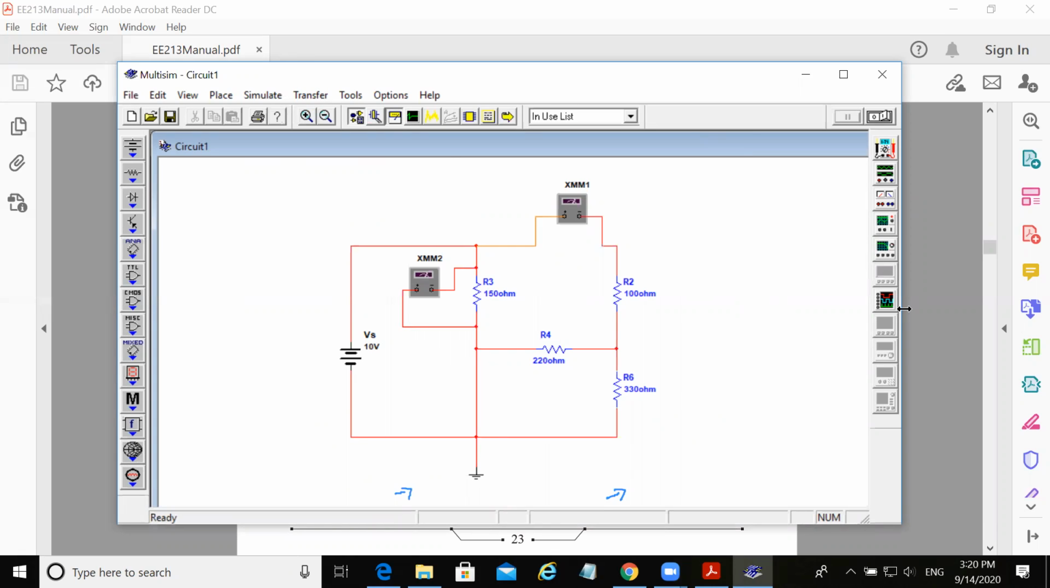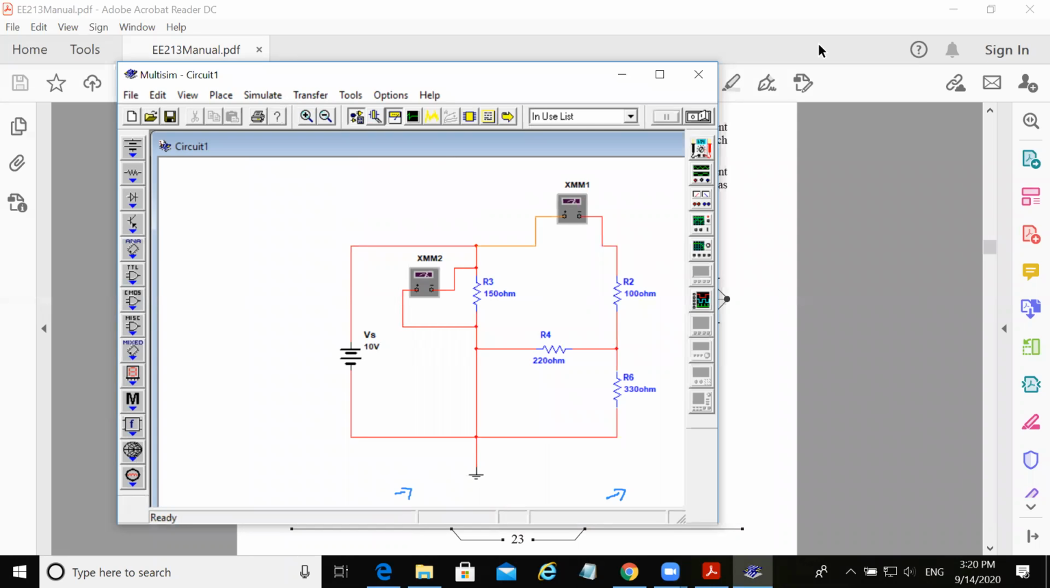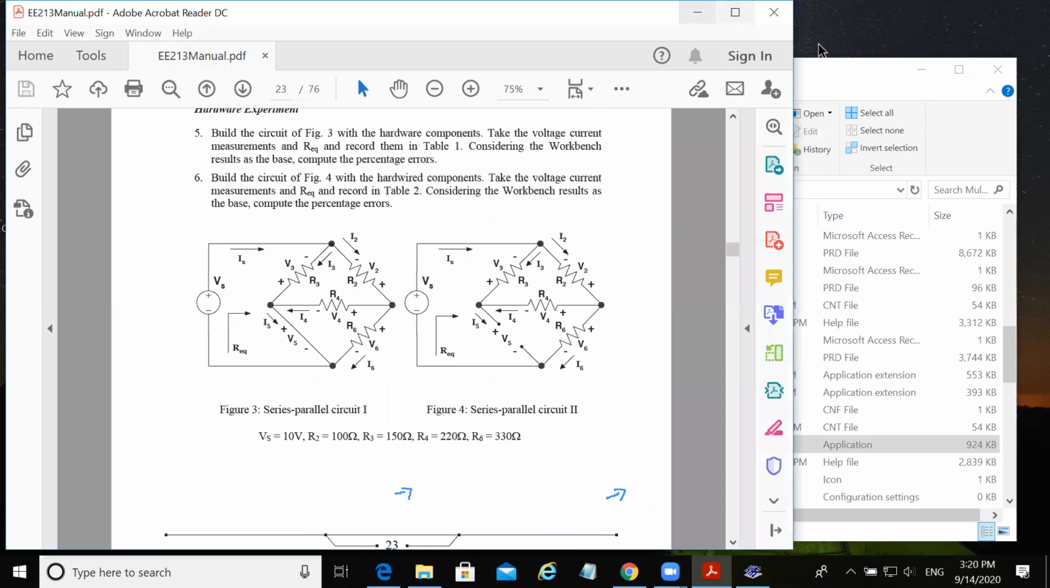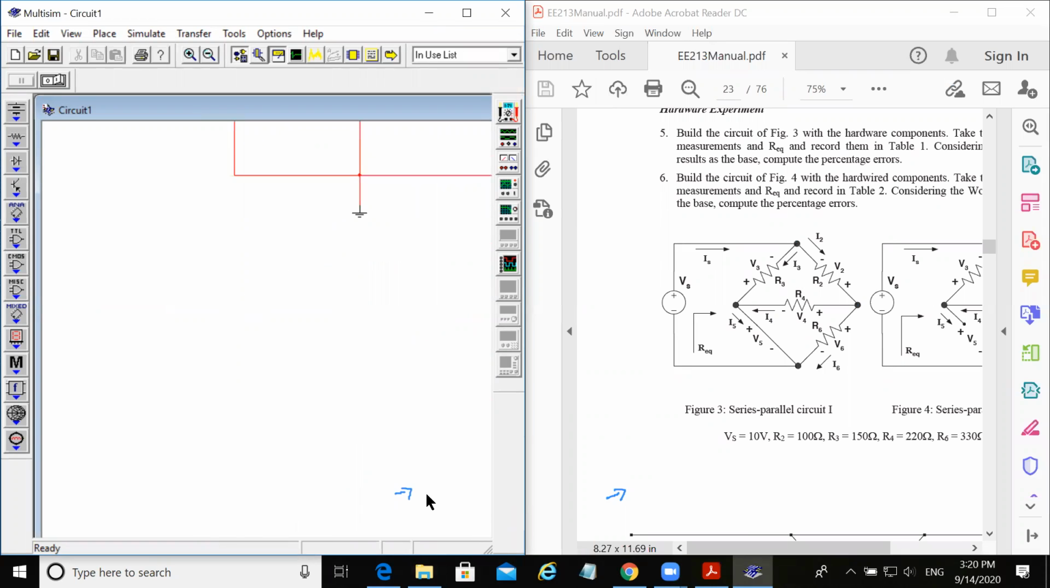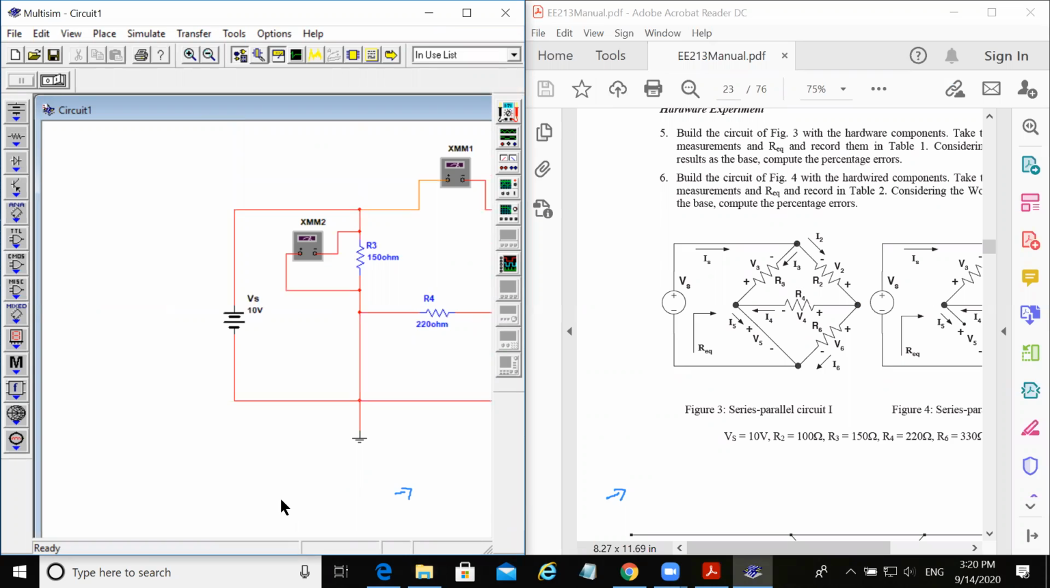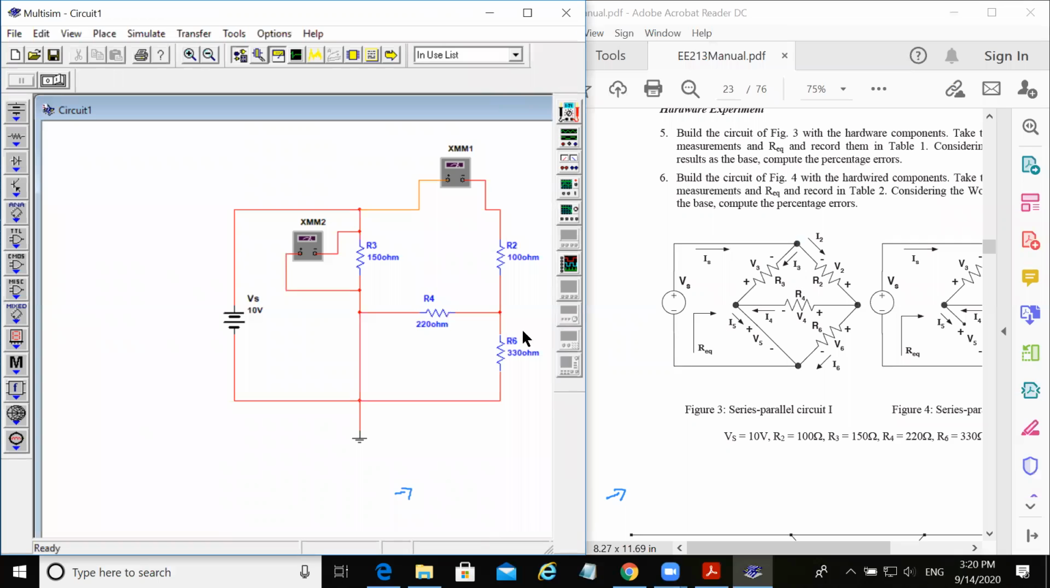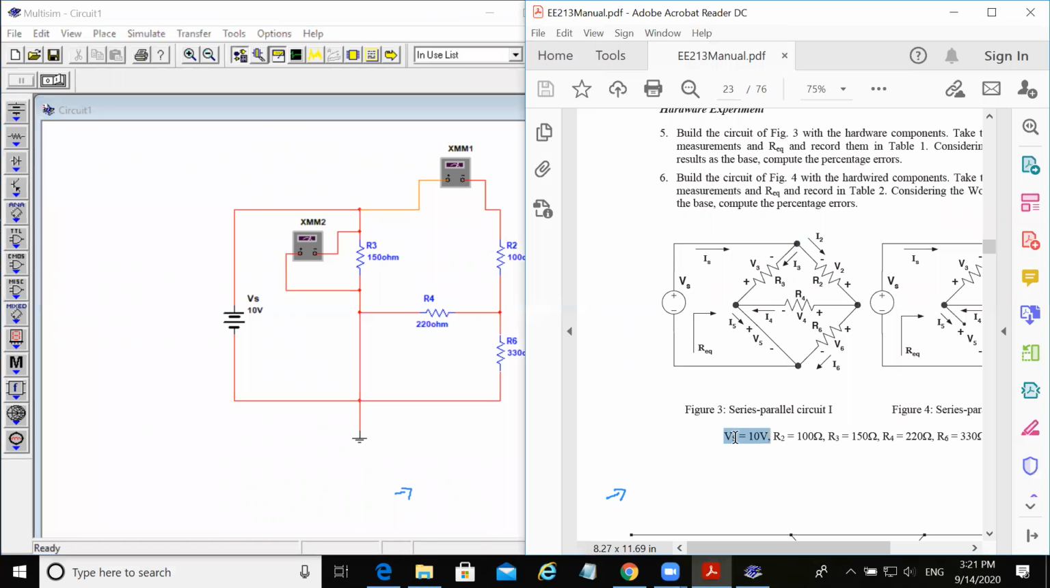Okay, let us first compare these two circuits: the circuit that I have drawn on Multisim and the circuit of our manual. Okay guys, for you, I have drawn the circuit in your manual on the left-hand side. You can see that we have a 10 volt source, and it is given in your manual that Vs should be 10 volt.